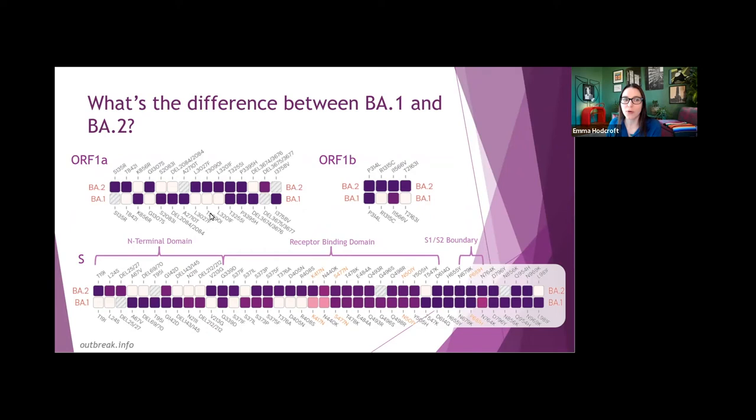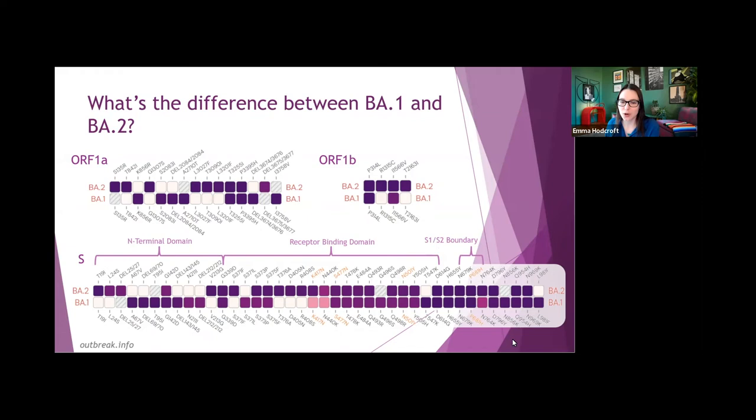But of course, what we're always really interested in with SARS-CoV-2 is the spike gene. And here I've marked the different regions: the N-terminal domain, receptor binding domain, and the S1, S2 boundary. And what's quite interesting here, I think, is that if you look at this end of spike, so the middle of the receptor binding domain to the end of spike, the two are actually quite similar. They share a lot of this purple.